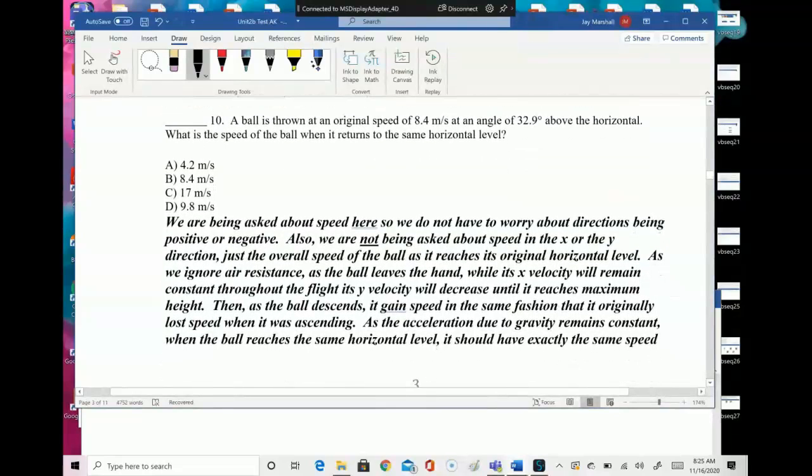A ball is thrown at an original speed of 8.4 meters per second at an angle of 32.9 above the horizontal. I'm usually going to write out a little diagram to help me see what's going on. Okay, so this ball is thrown at this velocity at that angle. What is the speed of the ball when it returns to the same horizontal level?